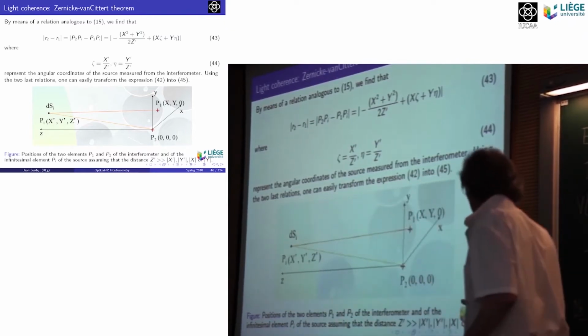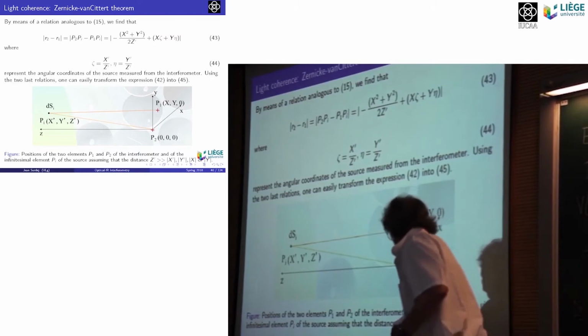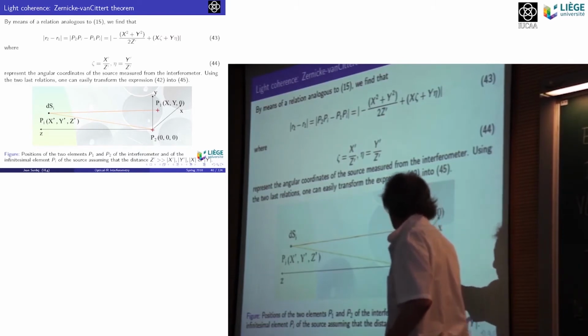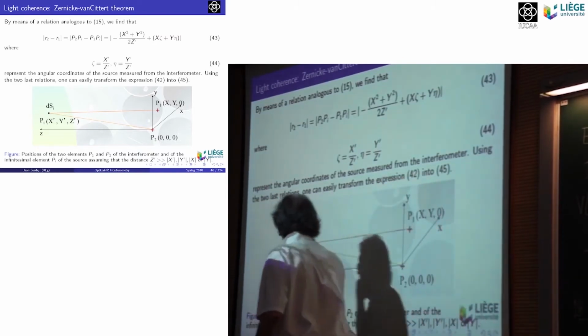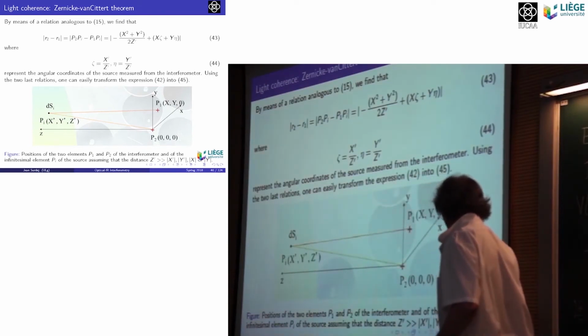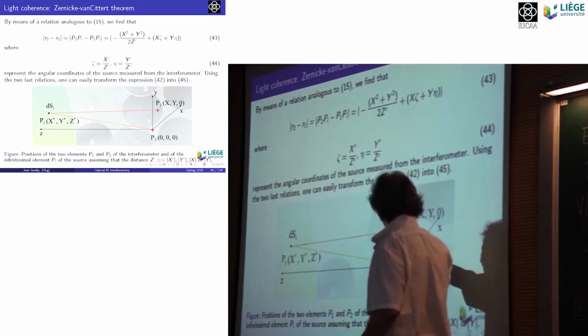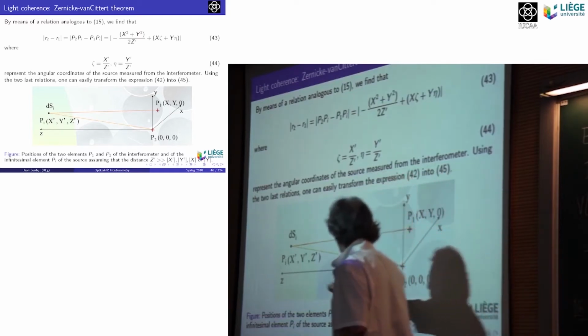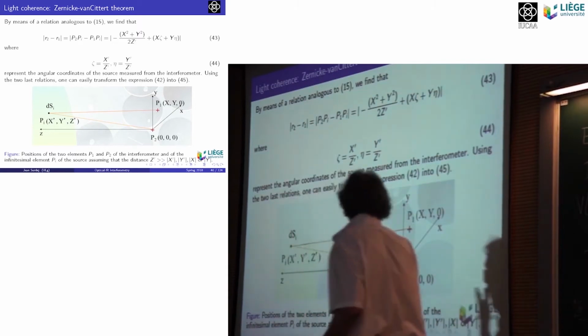And what we are assuming is that the distance z prime, the distance between this element and the source, is much bigger than the modulus of x prime, y prime, the modulus of x, or the modulus of y. So the distance between the two elements of my interferometer or the extent of the source. That's all.